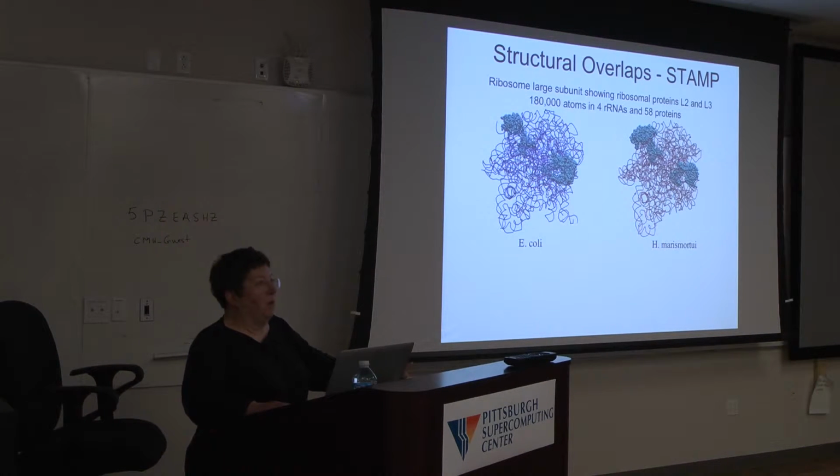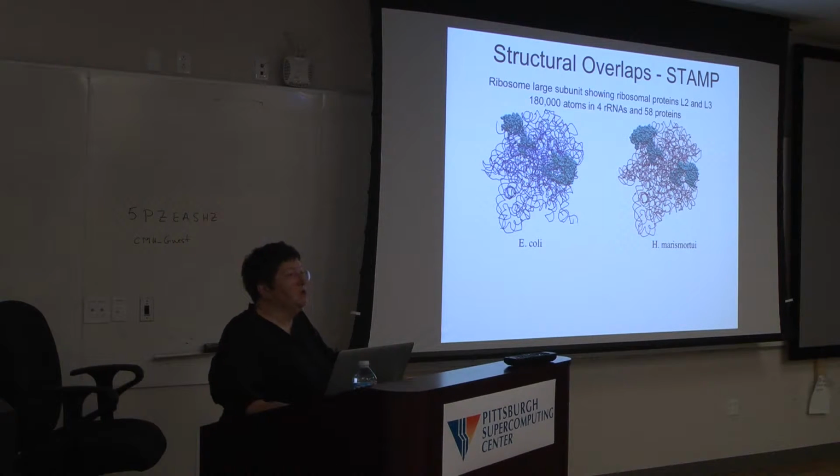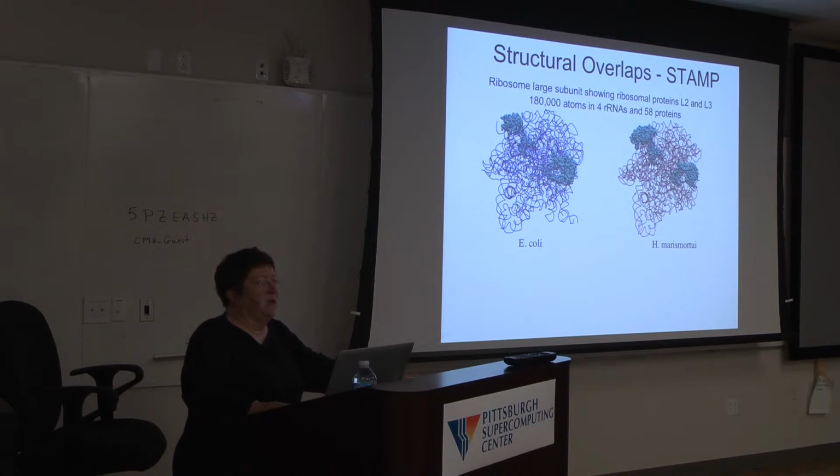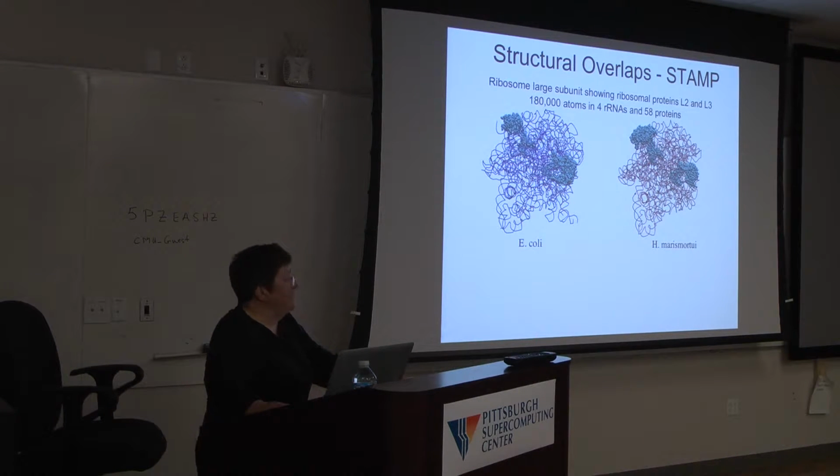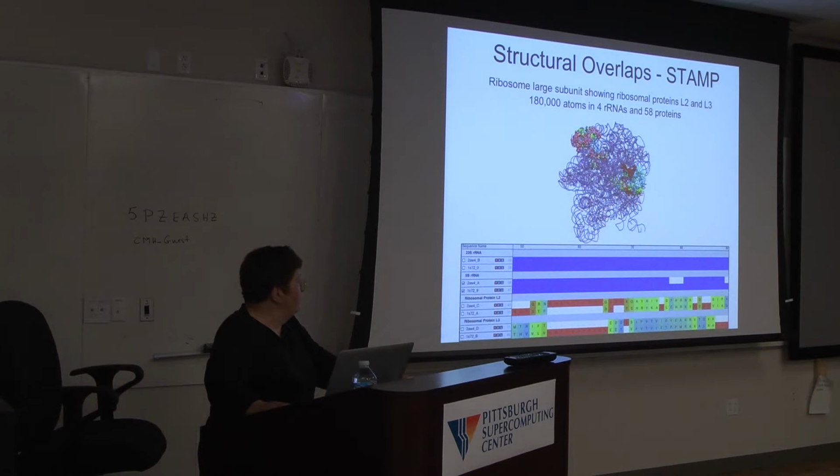Okay, so what we were interested in is, can we use STAMP to structurally compare any of those assemblies used in translation? And the toughest one is, of course, the ribosome, right? And this is just a large subunit with, say, two of the some 30 proteins on it. One's from E. coli, a bacteria, and one is from Marasmortia, which is an archaeal system. And then you overlap them, and then you report the alignment in MultiSeq.